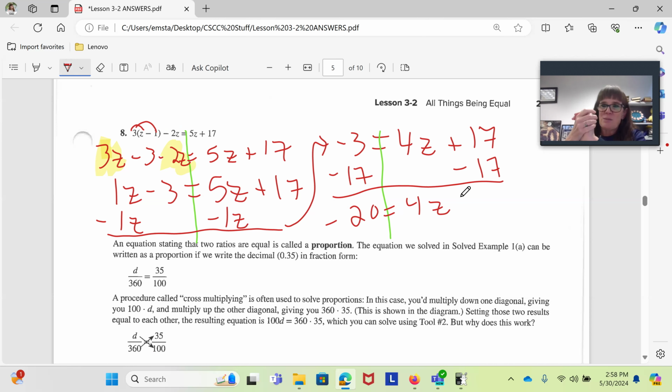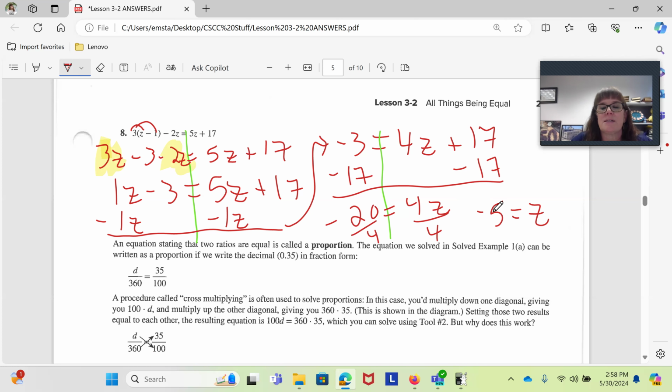That 4 is smashed up against the z. I undo that. It's times. I undo times by dividing. And I get -5 equals z. Again, you can always plug it back in to check it. There's definitely value in doing that.